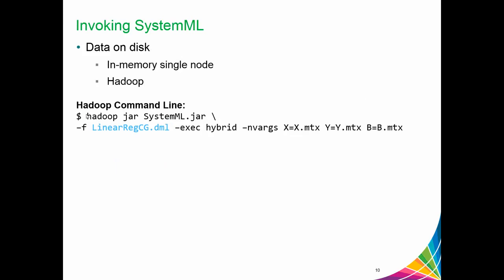If you want to run the same linear regression script without a single line of change on Hadoop, you will invoke it with Hadoop jar command. The arguments will remain exactly the same, except in this case, you will provide hybrid as the execution mode.